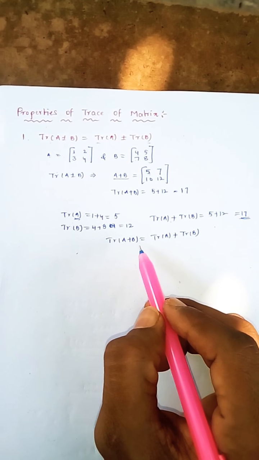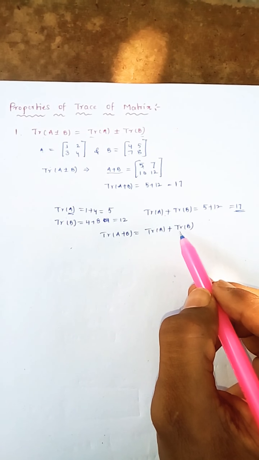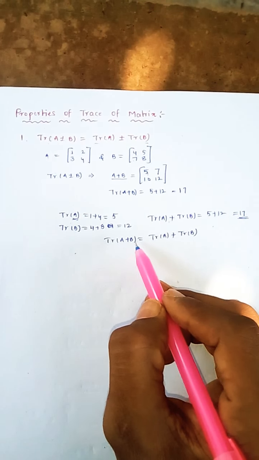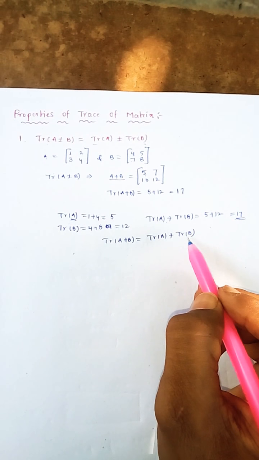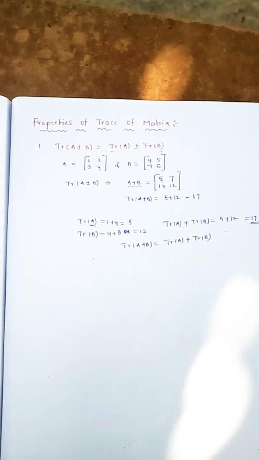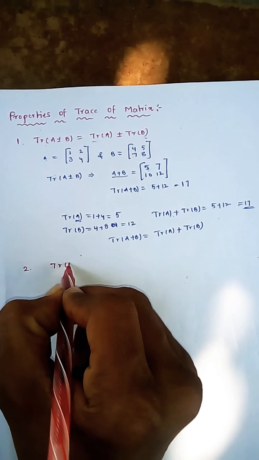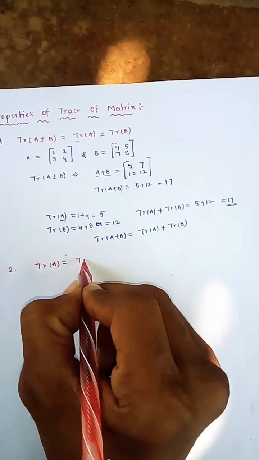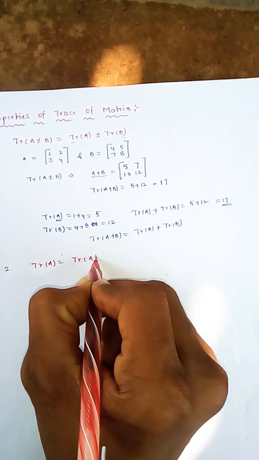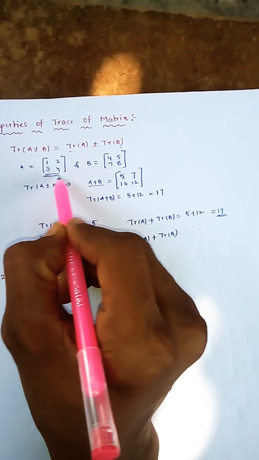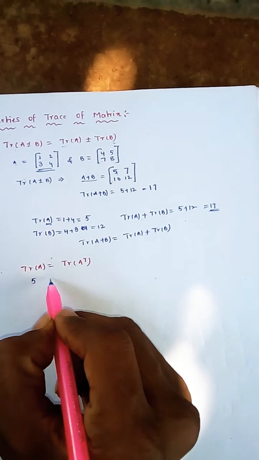Trace of A minus B is equal to trace of A minus trace of B is the homework. Coming to the second property, trace of A is equal to trace of A transpose. You can see here trace of A is equal to 5.